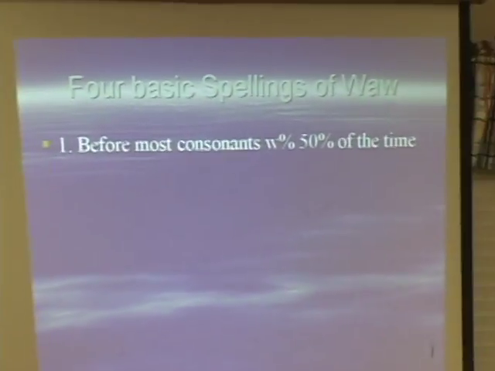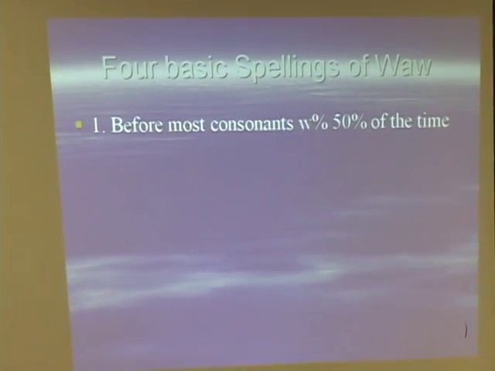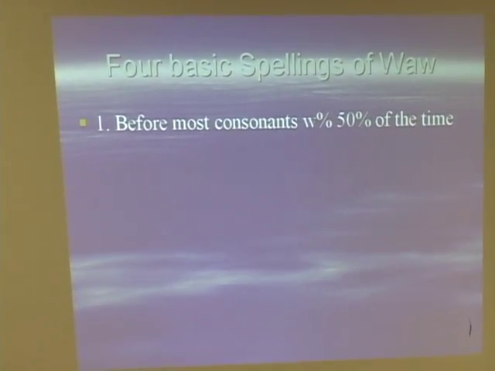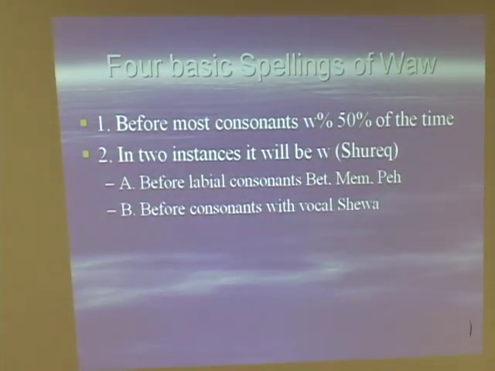So, spellings: four basic spellings, 5F. First rule: before most consonants, or b, m, p, or bet, mem, and pe, it is spelled with shurek. Well, that's about 50% of the time. It's spelled with shurek.